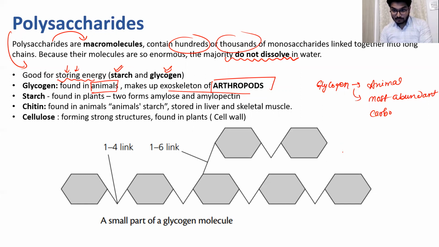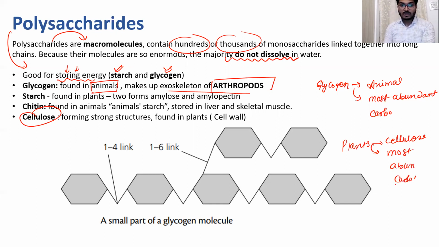And if I talk about plants, what is going to be there? It is going to be cellulose. In plants, cellulose is going to be the most abundant carbohydrate. Okay, we have starch also. Starch is found in plants, glycogen is found in animals, and this is the most abundant carbohydrate in animals. And starch, which is found in plants, has two forms, amylose and amylopectin. We'll talk about what kind of chain and what kind of linkage is there later.